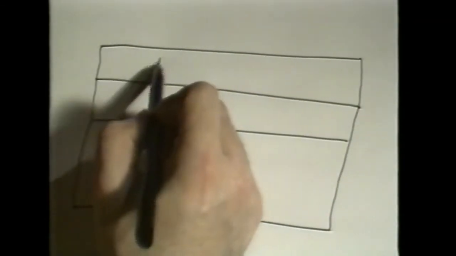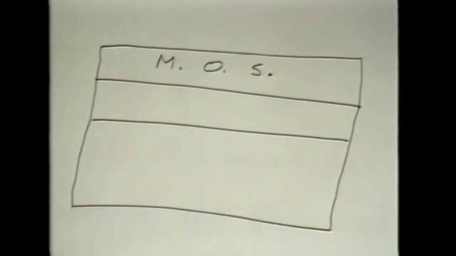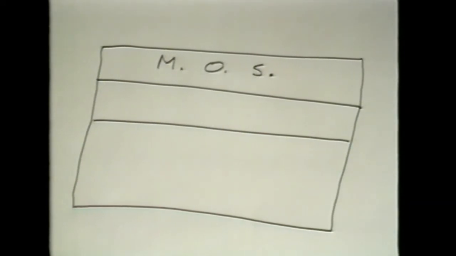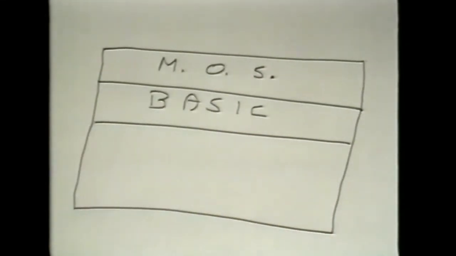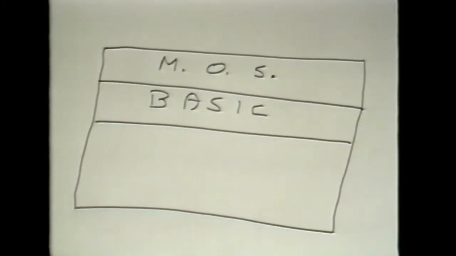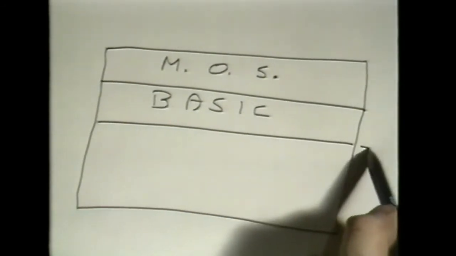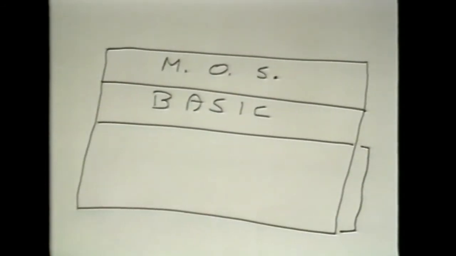In part of the memory, there is what we call the machine operating system. And this is a series of instructions whose job it is to control the machine, to control your television display, to control your cassette recorder. Now, we also have what's called the BASIC interpreter. And this is a program whose job it is to understand the BASIC statements that you write, to make sure that they are correct, and then to execute them. And then in the rest of this storage, we have your program.